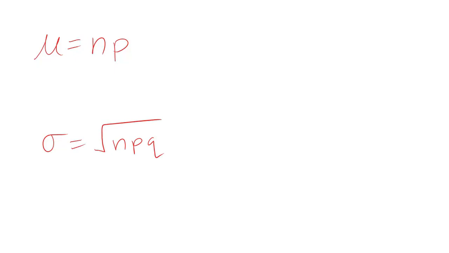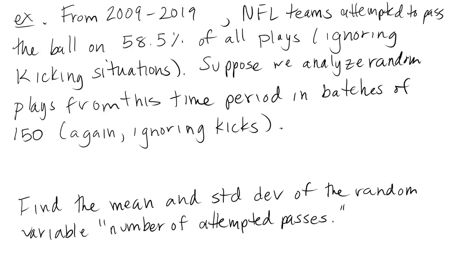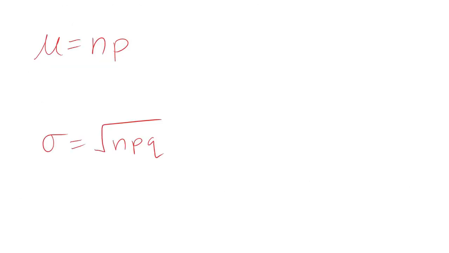Let's start with the mean. We've got 150 plays. And the probability of success would be 0.585 because we're looking for pass plays. If they pass on 58.5% of all plays, then the probability of randomly selecting a play on which they pass would also be 58.5%. So n is 150, p is 0.585.